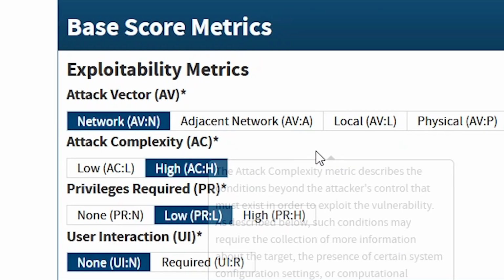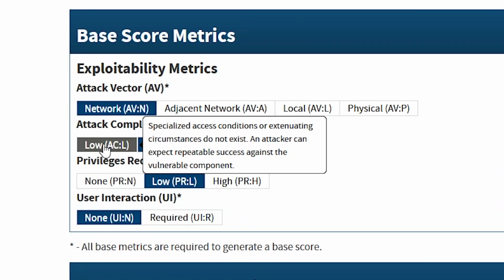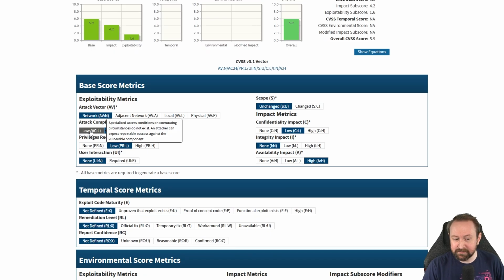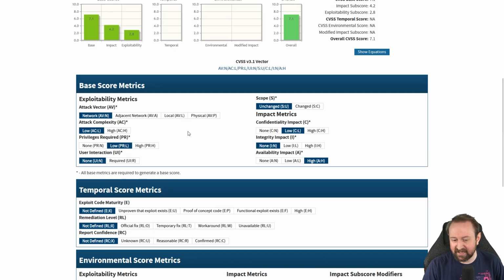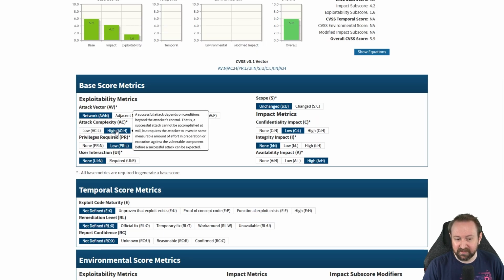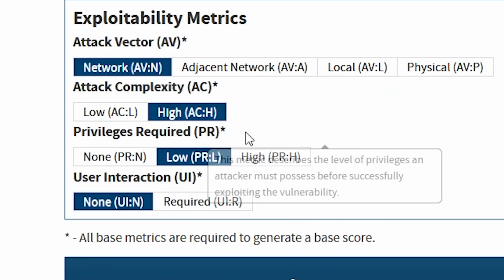Attack complexity is pretty self-explanatory. How complex is the attack? Low means specialized access conditions or extenuating circumstances do not exist. An attacker can expect repeatable success against the vulnerable component. Basically, very easy to pull off, right? So if there's low attack complexity, an attacker doesn't really need to do much recon. They can almost always attack it and get success, and they can repeat that attack. High is the opposite, right? So there are some conditions beyond the attacker's control, and a successful attack might not be able to be accomplished at will. Privileges required, right?